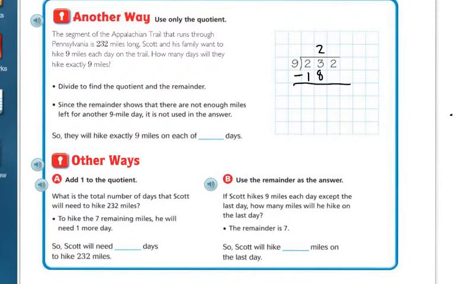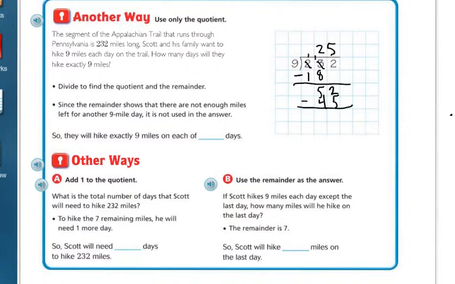I can't take 8 from 3, so I'm going to make it 13, and this is going to be 1. 13 minus 8 is 5, and then I'm going to have to bring down my 2. So now I have 9 going into 52. And the closest I can get is 5, right? Because 9 times 5 is 45.